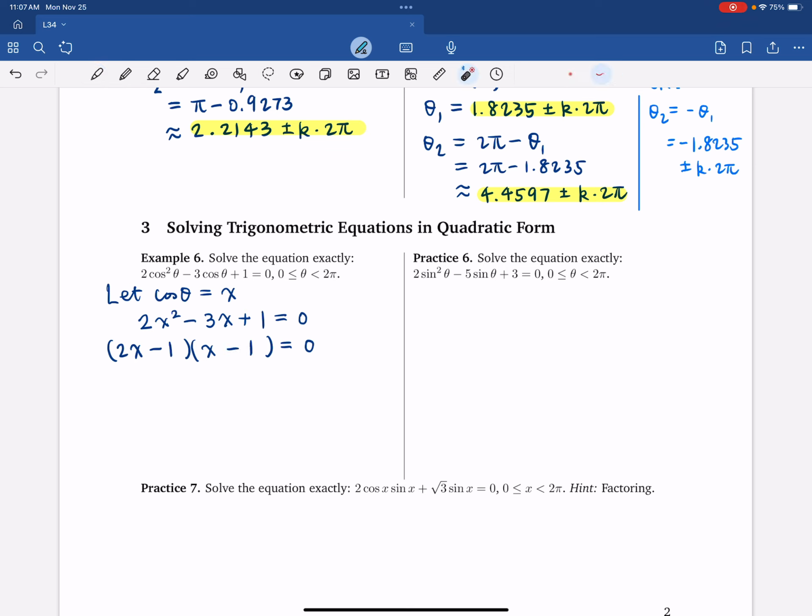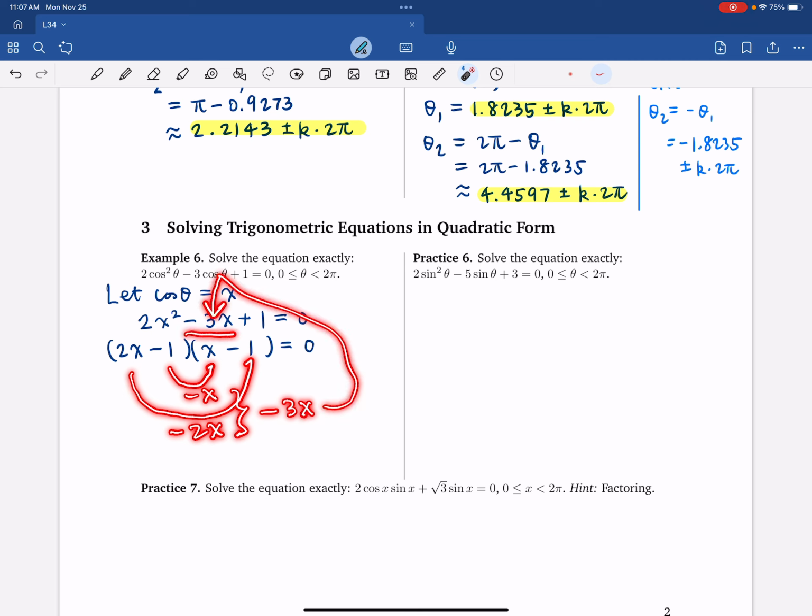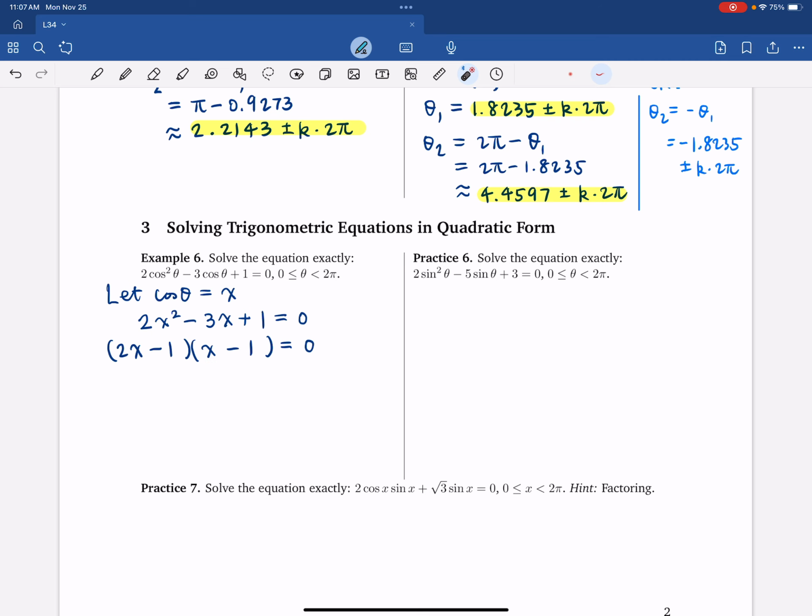And then you could double check to see if it's right. So I'm going to do a double chain. You get negative 2x, negative x. And if I add them, I get negative 3x. And that is what we have in the middle. So this is the correct way to factor it. And then by the zero product property, each of these two factors is 0. So we get two equations. You solve each of them for x. You're going to get x is 1/2 or x is 1.